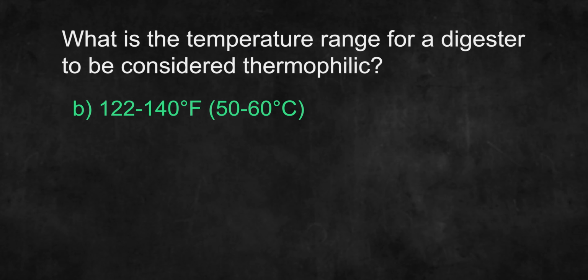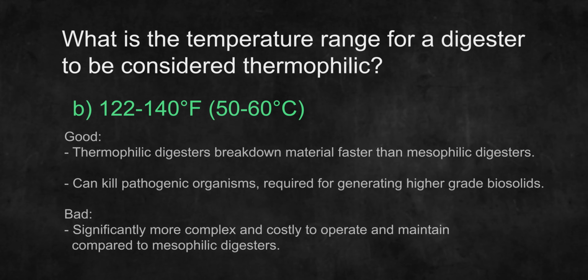The answer is B. 122 to 140 degrees Fahrenheit. A thermophilic digester is a kind of biodigester that operates at temperatures above 122 degrees Fahrenheit or 50 degrees Celsius and produces biogas. One advantage of having a thermophilic digester is that it ferments sludge roughly 6 to 10 times faster than a mesophilic digester, which operates at a lower temperature.